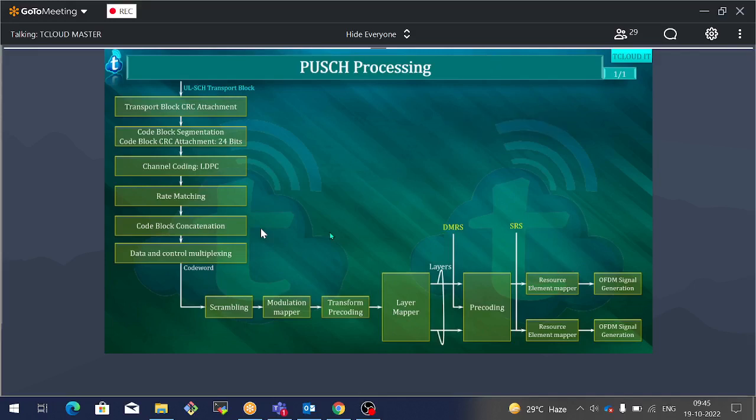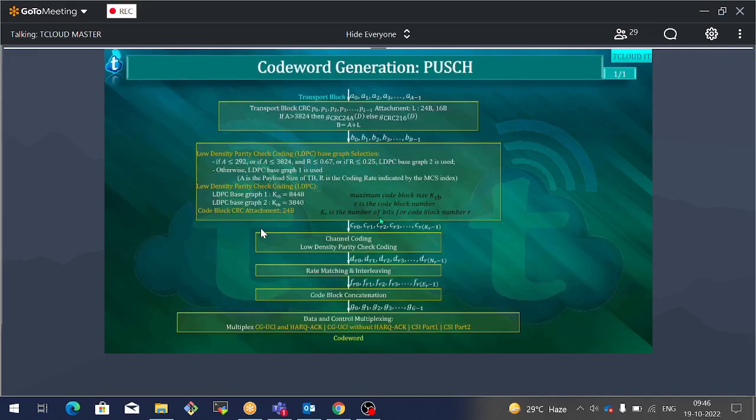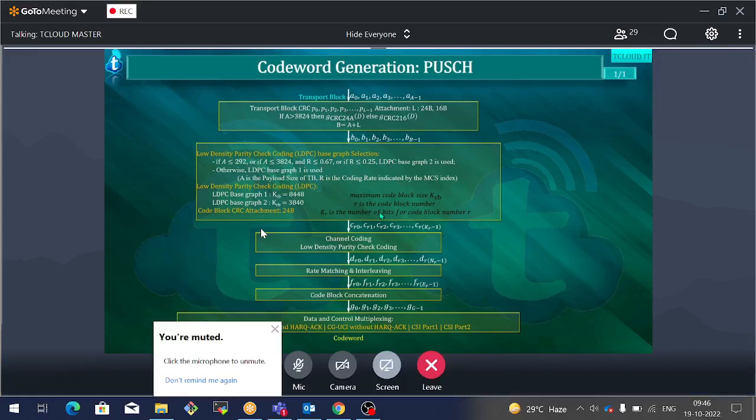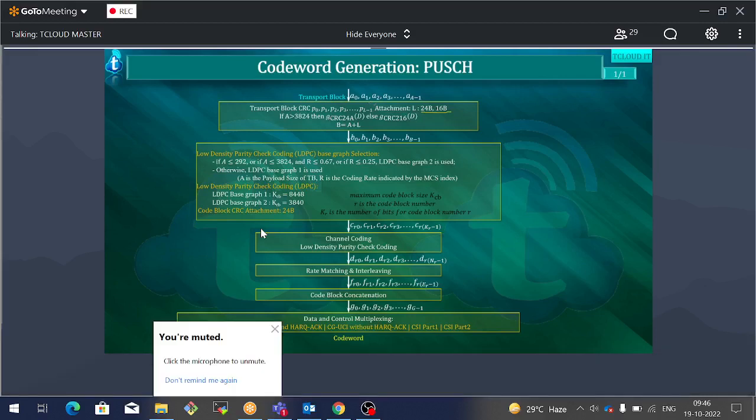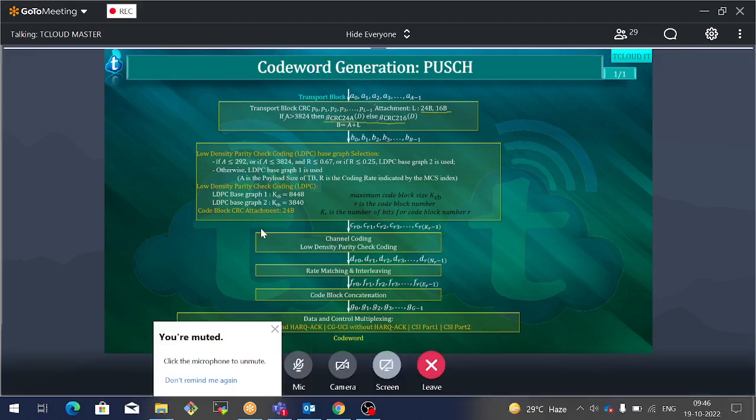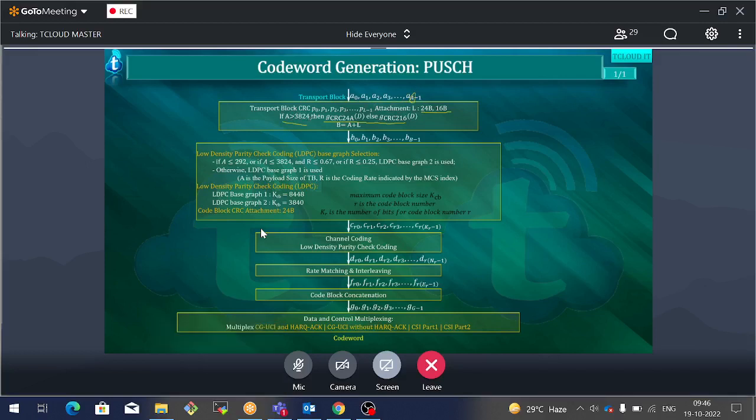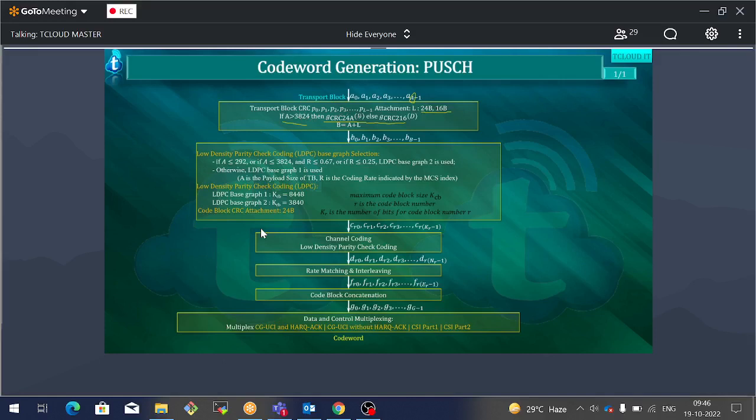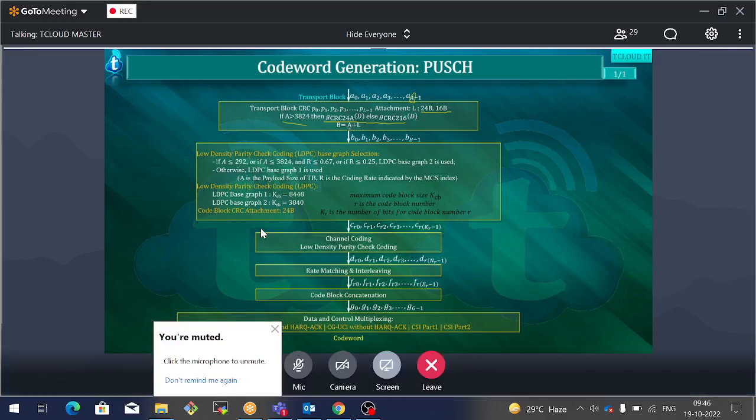If you take a look at this left-hand side box of the PUSCH channel, this is the kind of activity that would be taking place. Your transport block CRC attachment is 24 bits or 16 bits. It would be decided based on the total size of the transport block arriving. If it is bigger than 3824 bits, a 24-bit CRC is attached, otherwise a 16-bit CRC would be attached.